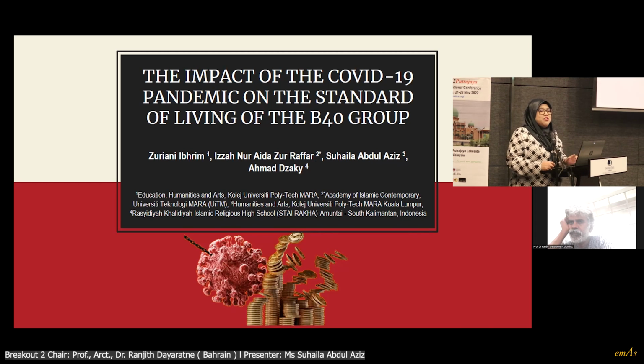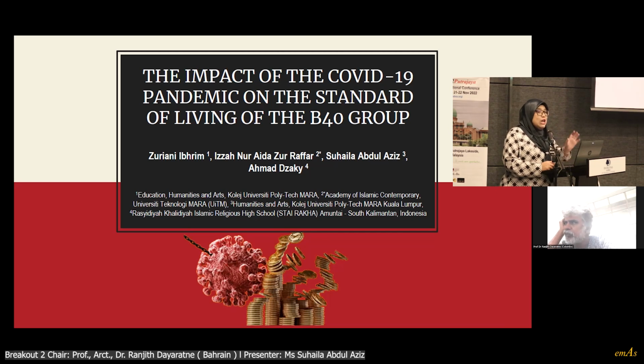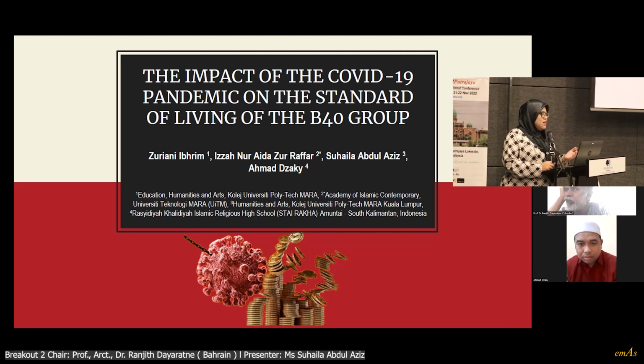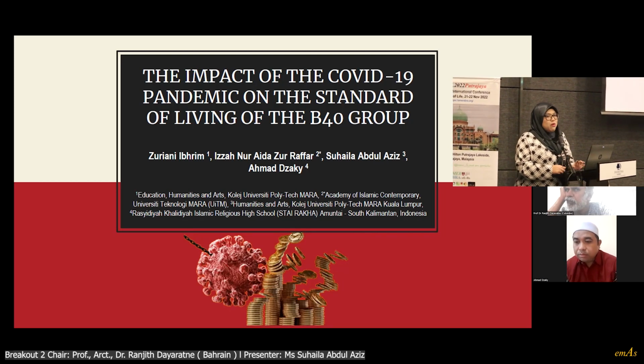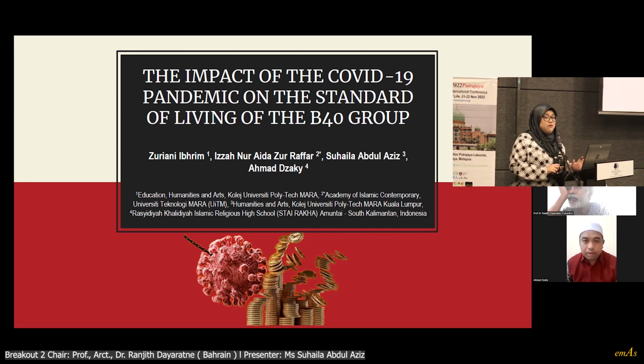Before we go further, I would like to explain what is actually B40. Just brief. The B comes from the word below. So we have B40, below 40% of the income classification by household, and the top one will be T20. What we did was we tried to investigate the impact on those who come from these B40 groups.